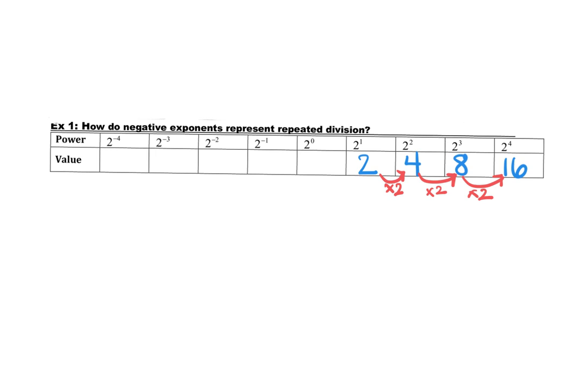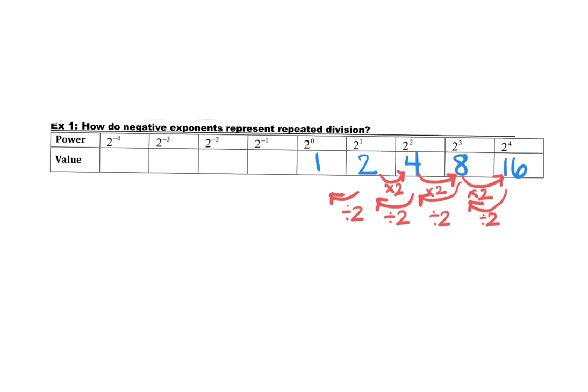Now, if we were to back up on this chart, if we went from 16 to 8 and we were to go this way, notice how we are dividing by 2. To go from 16 to 8, we would have divided by 2. To go from 8 to 4, we would have divided by 2. All right, so now let's start with the 2. And we have 2 divided by 2 is equal to 1.